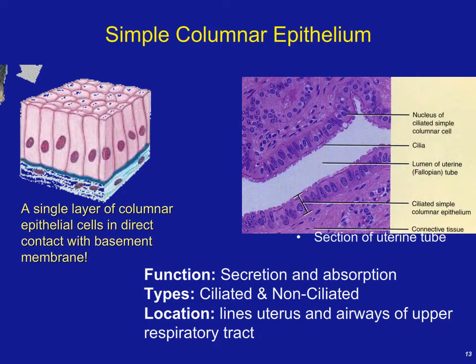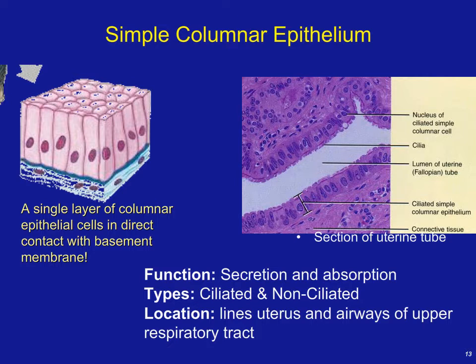Our next type of epithelium is simple columnar epithelium. Again, the name simple means that we only have one cell layer thick, which means it's not going to be very good for protection, but it should be good for secretion or absorption or both. The columnar here means that we have the tall column-like cells, and how could we tell that they're column-like? That's right, they have that nice elliptical jelly bean nucleus.